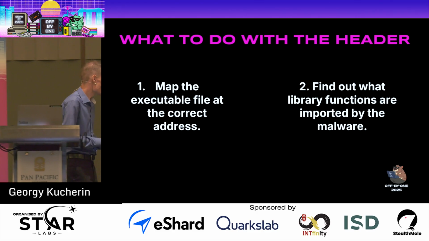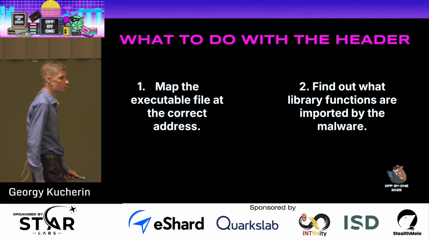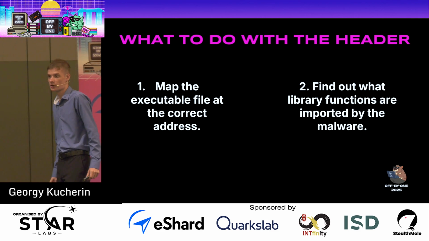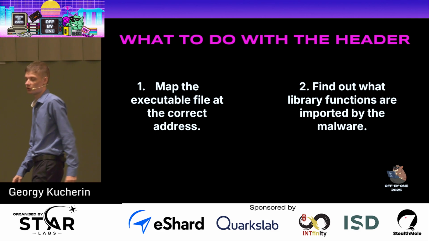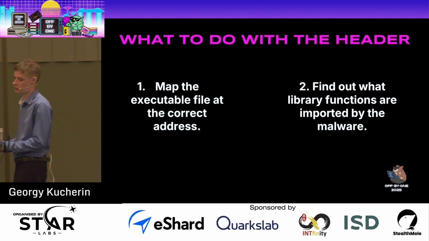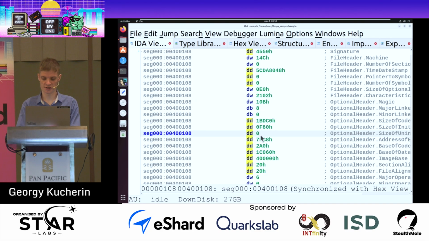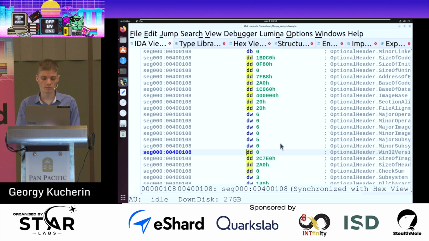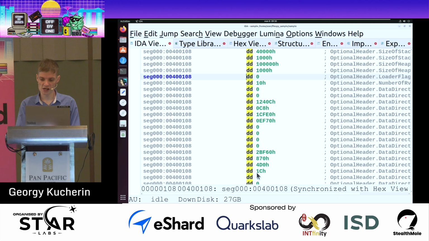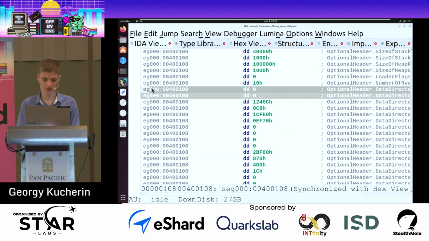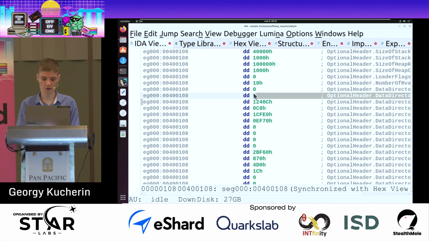And afterwards, we need to find out what library functions the malicious payload imports from the operating system. Now, in the case of PE files, this information is stored in a structure called the import directory. And we can access this directory through the PE header. Here it has an array of the so-called data directories, and the import directory is the data directory with offset 1. So this is offset 0, and this is offset 1.